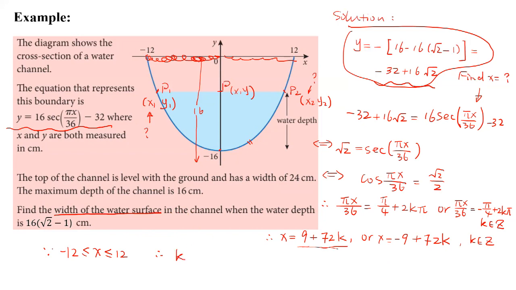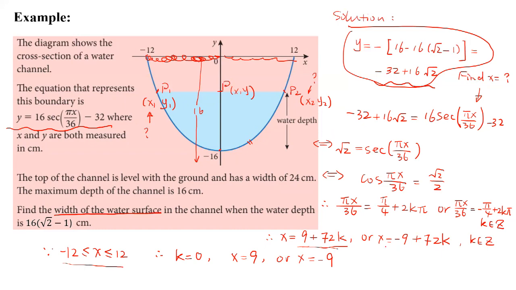So k cannot be negative 1, negative 2, negative 3, etc. So the minimum value of k is 0. When k is 0, x is 9, or x is minus 9. Can k be any value greater than 0? Let's check. If k is 1, 72 plus 9 is 81. 81 is not within this interval. The same thing will happen for the second solution.